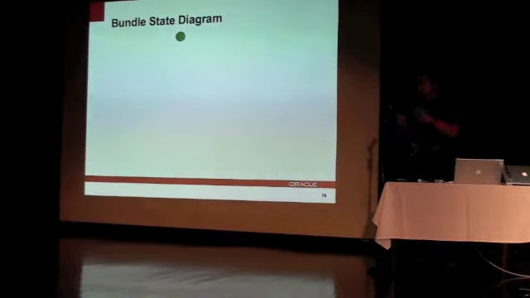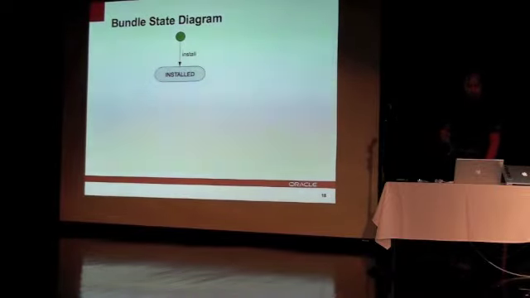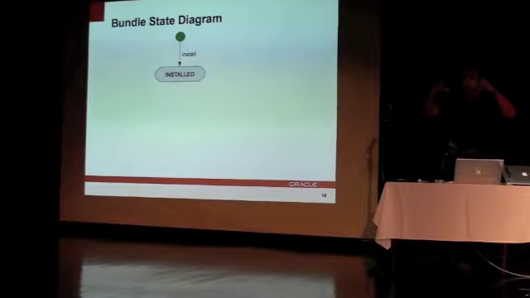So let's take a look at the bundle state diagram. Now you have a bundle, and what are the different states I talked about? It is a binary state. It's black and white. There is no gray in between over here. So you have a bundle. You say install the bundle. So then the bundle goes into the installed state.